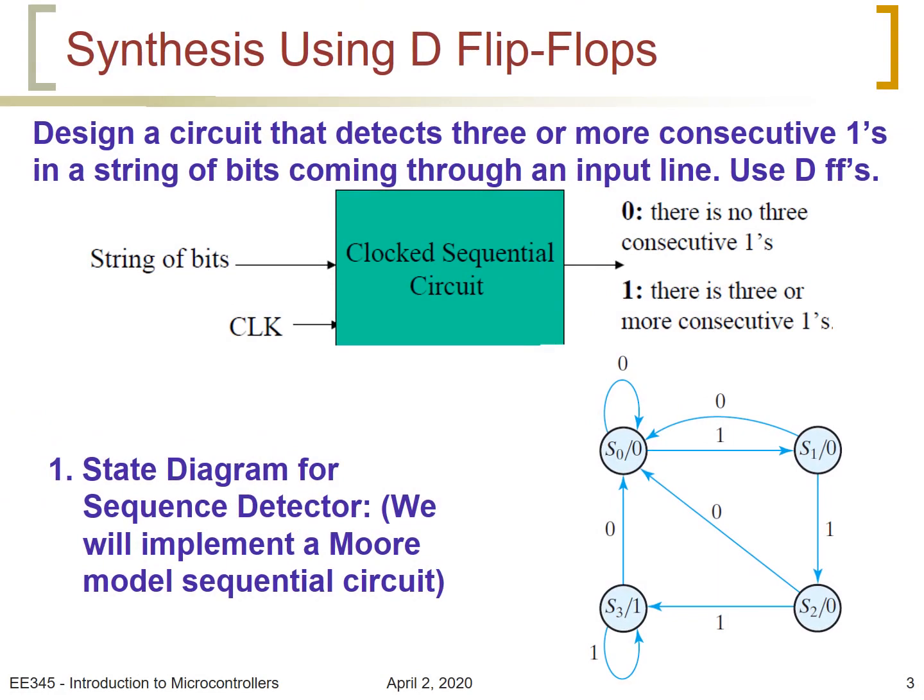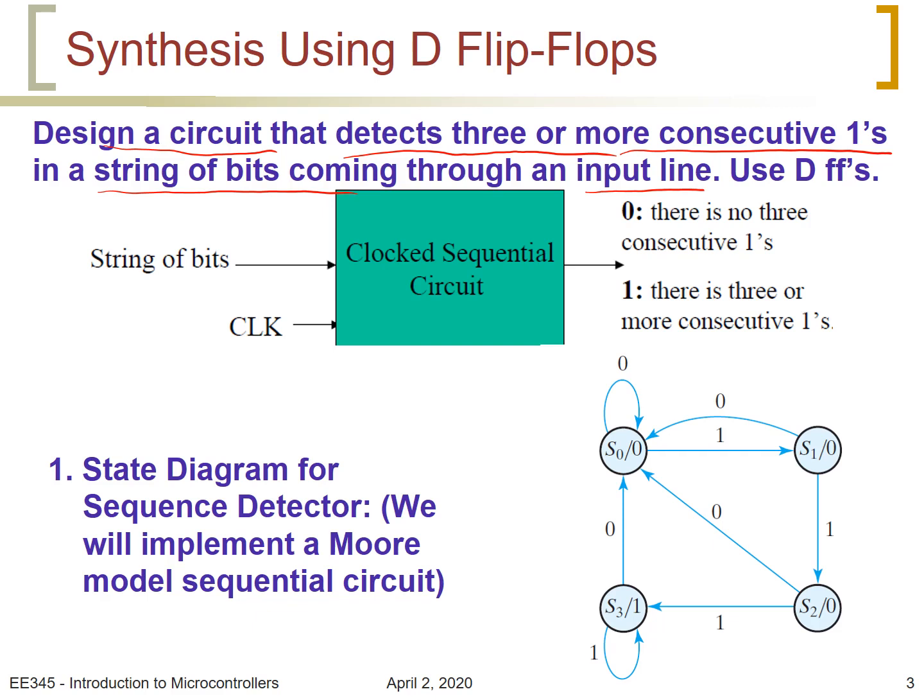Example. The example that we take is to design a circuit that detects 3 or more consecutive ones in a string of bits coming through an input line. This is all that we are given. And from these few words, we are required to design a digital circuit that meets these specifications.